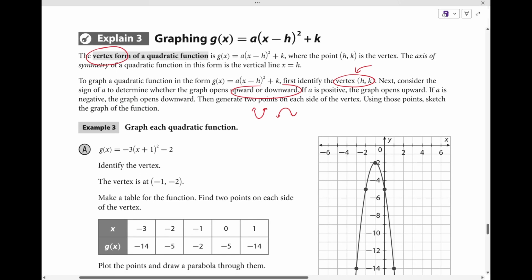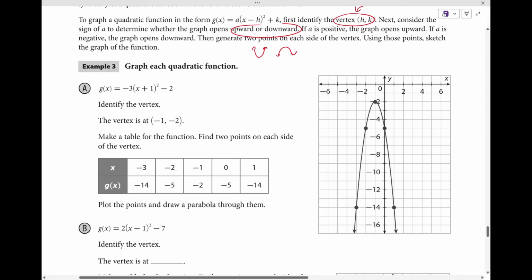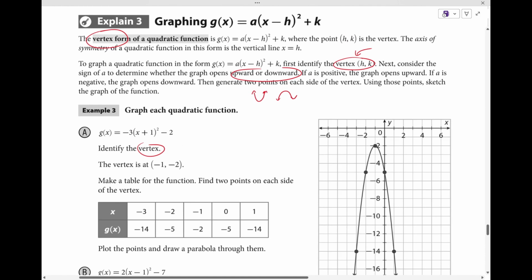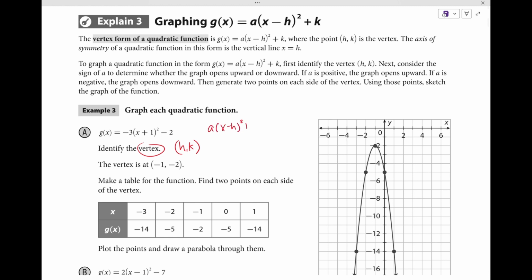Alright, that's a lot of words. Let's put it into practice. Example 3 here. Here we have this function. Step number 1, figure out your vertex. Your vertex is going to be the point (h, k). Okay, I got a lot of stuff going on here. Your vertex is (h, k). So I look at this function. It's supposed to be a times (x minus h) squared plus k.